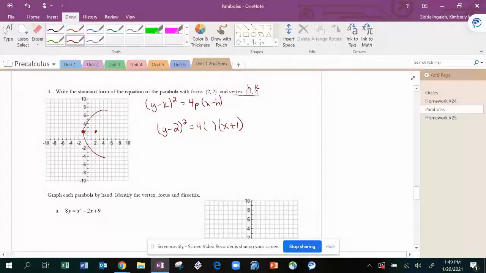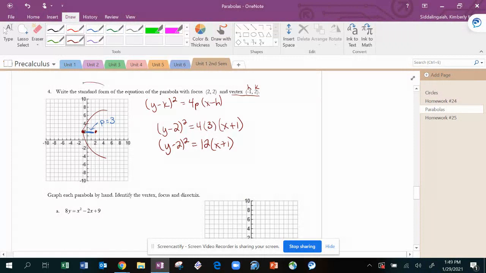So the p-value is staring at us on the graph. This is our p-value. So let me count how long that is. 1, 2, 3. So this tells me that my p-value is 3. So that means my equation is y minus 2 quantity squared equals 12 times x plus 1.